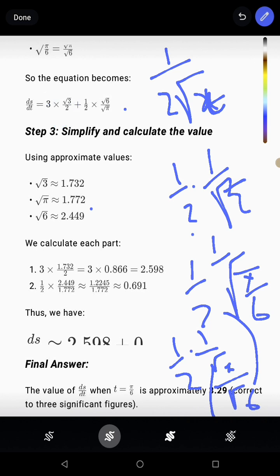Now almost the end. So this one here is to be plus 0.691. So we added these two, and by approximation we get 3.29. 3.29 is the answer for that question, approximately 3.29 to 3 significant figures.